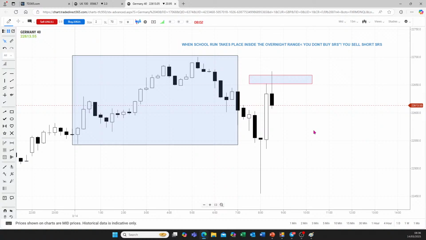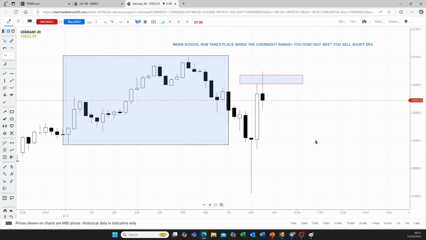So I haven't taken that trade this morning, but I'm okay with that. I hope that makes it very clear. It's a beautiful, beautiful example. Really, really nice example.